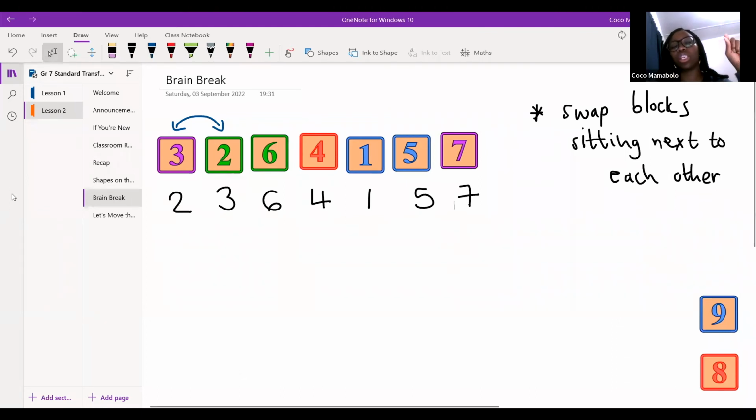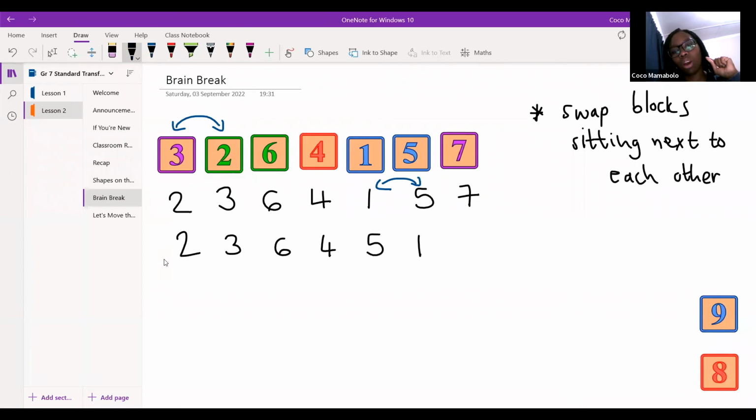Okay. Ntiso's going to take it away from here. Ntiso, what's our next move? 1 and 5. Okay. I saw your example in the chat there. 1 and 5. Okay, great. We're going to swap 1 and 5. So we're going to get 2, 3, 6, 4, 5, 1, 7.